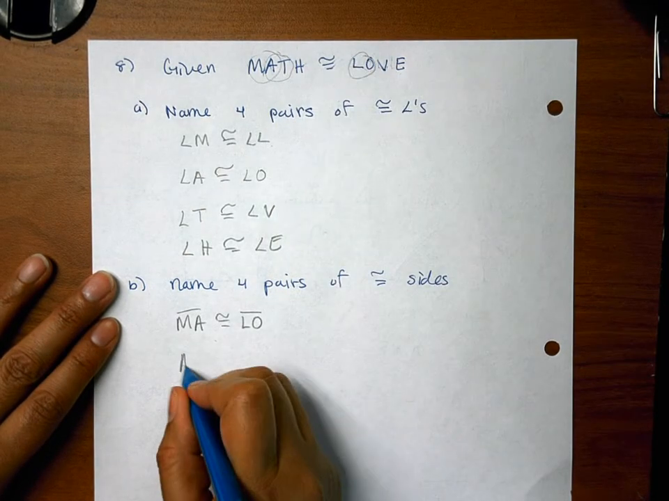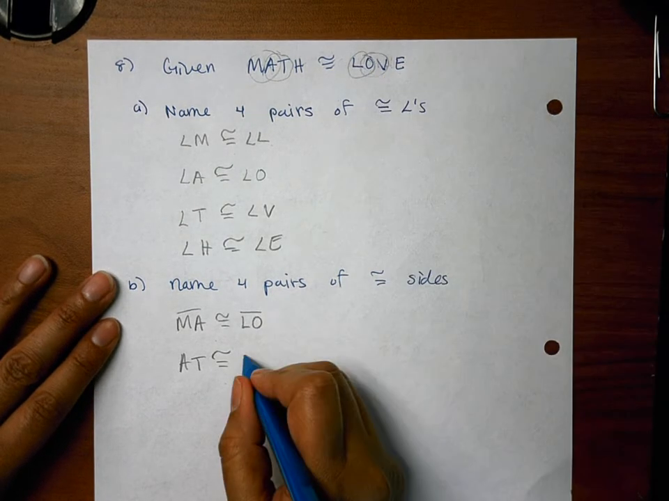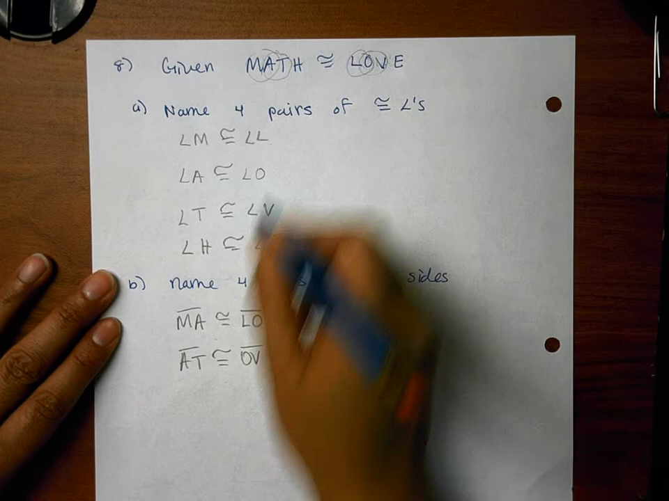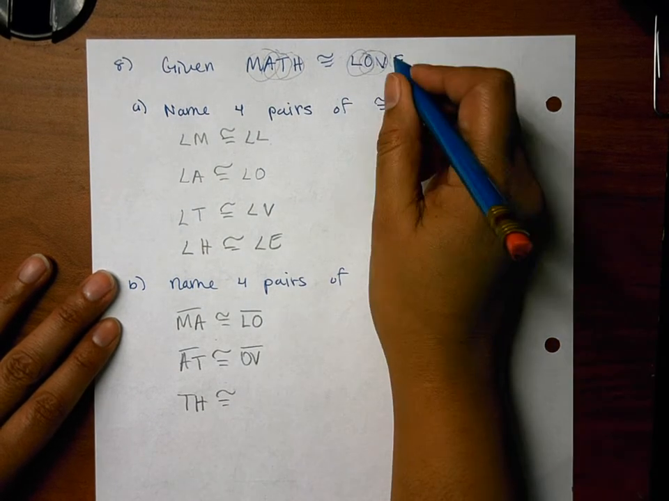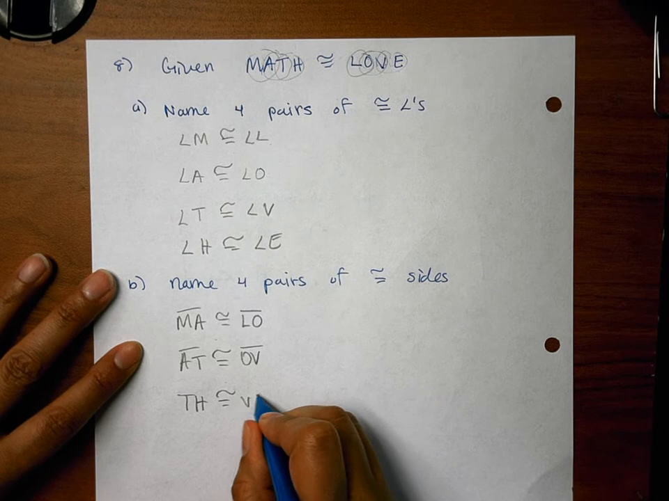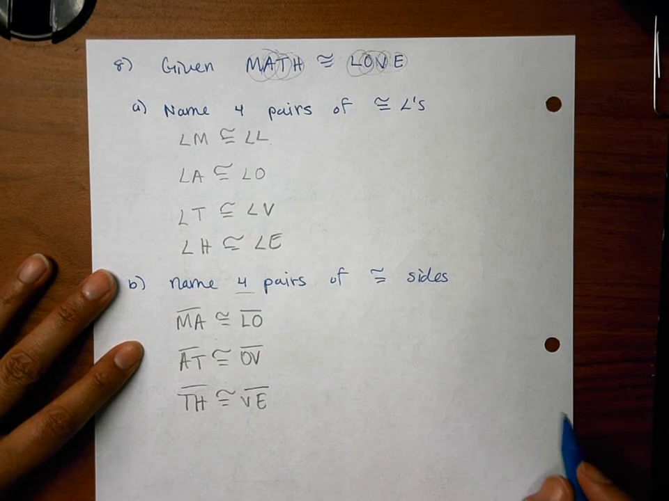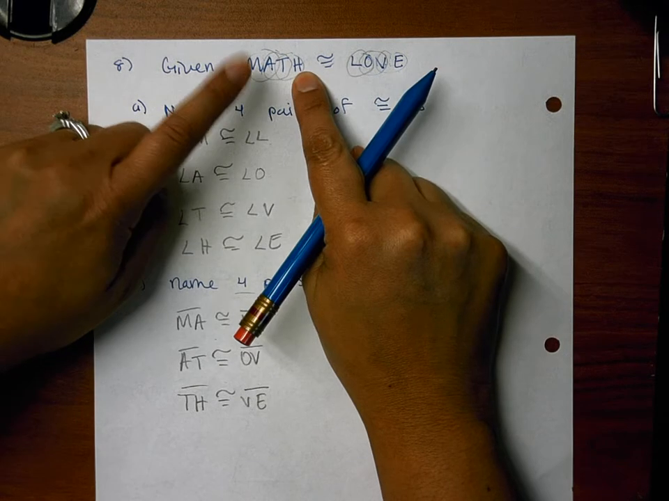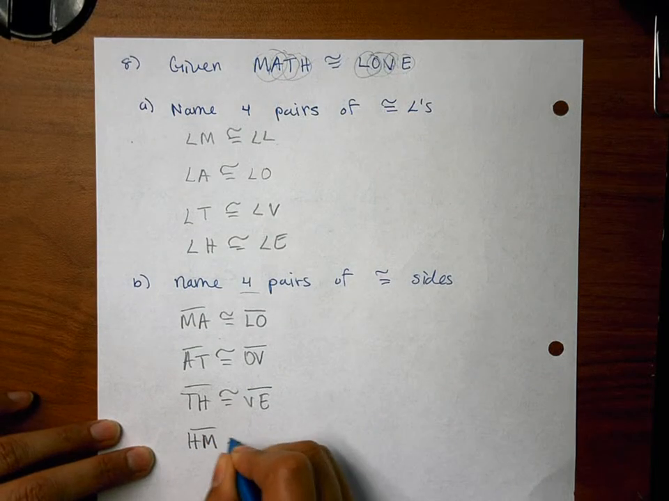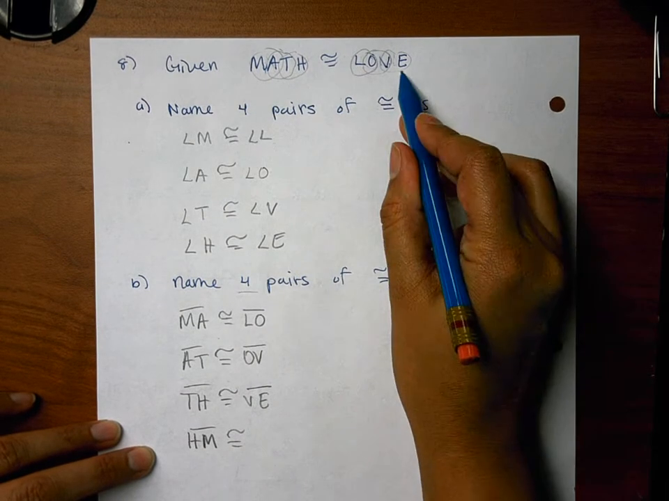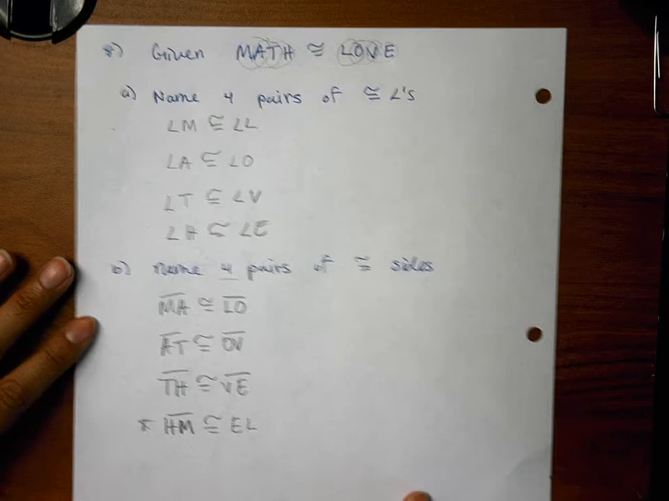Next set would be the AT. AT is congruent to the second set here, OV. And then the last 2. TH is congruent to the last 2 here, VE. Now I'm running into a problem. I only have 3. They're asking for 4. Remember, we always used our last and our first, or first and last. The order doesn't matter. HM or MH is congruent. I did HM, so EL.